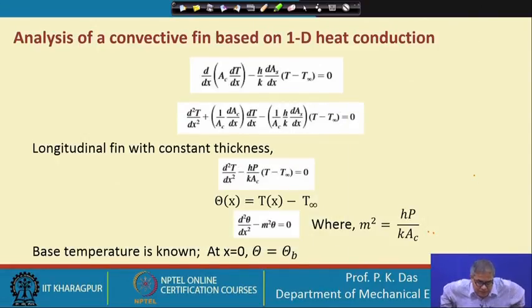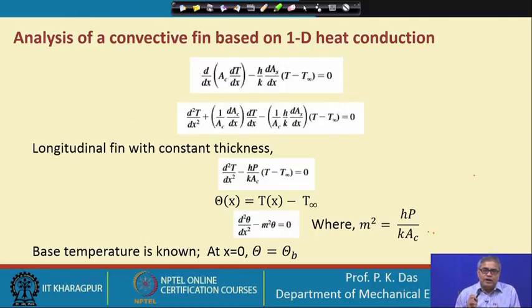Analysis of a convective fin. Convective fin means the heat transfer from the surface of the fin is taking place by convection, based on 1D heat conduction. I will not spend much time, because these are all the stuff of heat transfer. I will not explain also, because I expect you to go back to a heat transfer book if you cannot figure it out. This is some minimum requirement for this particular course.